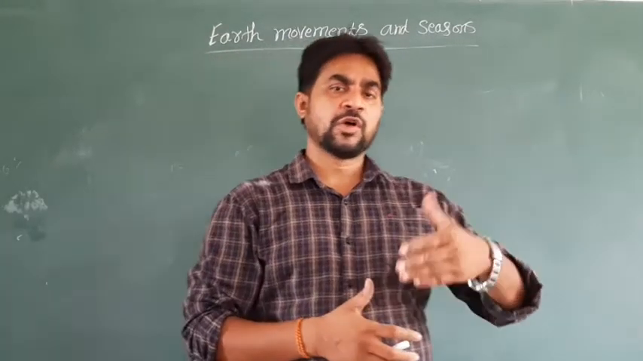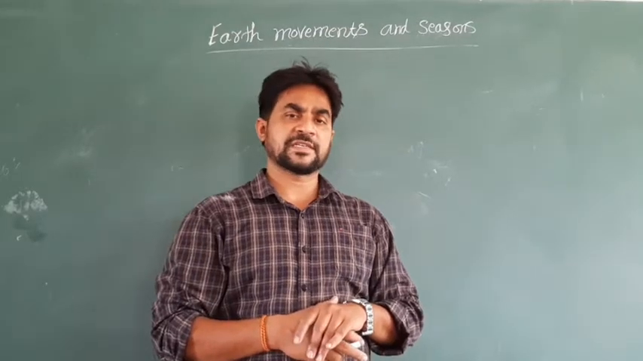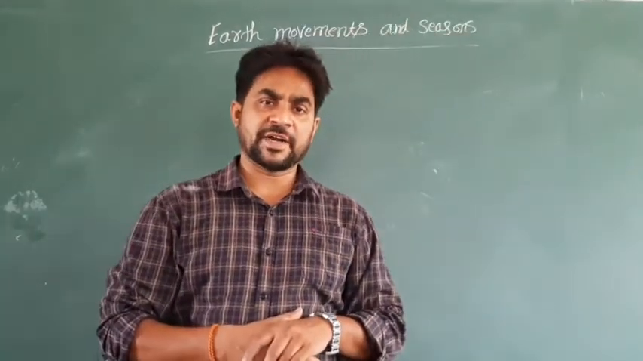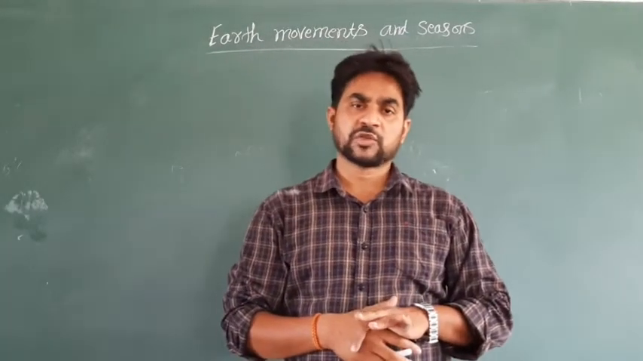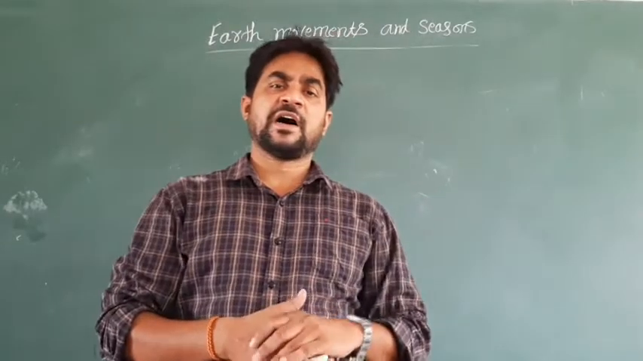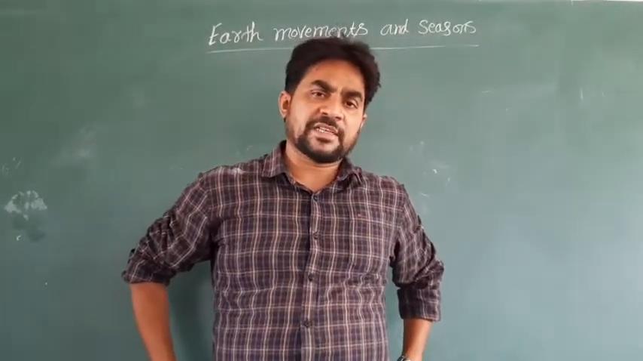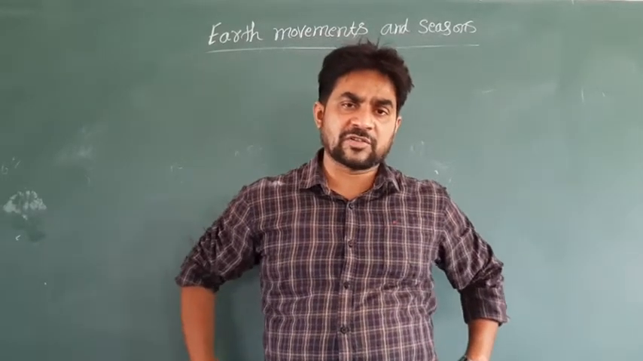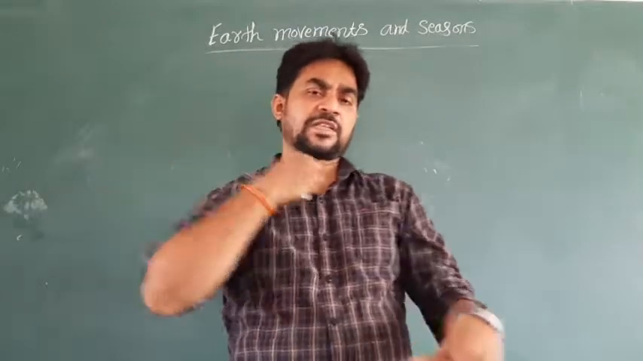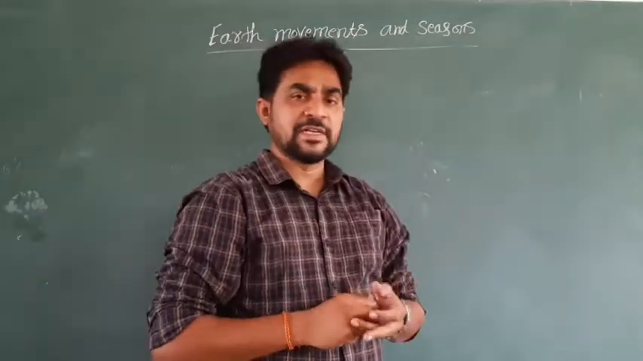We learned about the first lesson, maps. Second lesson is about energy from the sun. You understand what is solar radiation, what is solar insolation, and how the effects come on the earth because of the solar radiation and also the solar insolation. That comes in our third unit, that is earth movements and also the seasons.